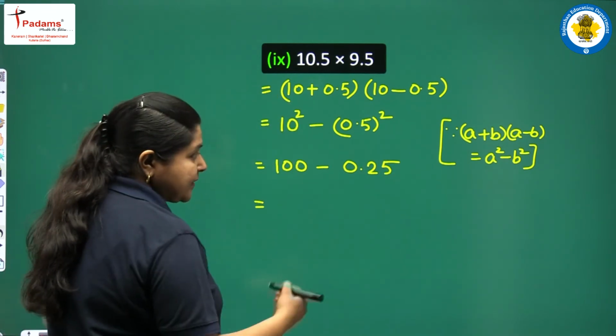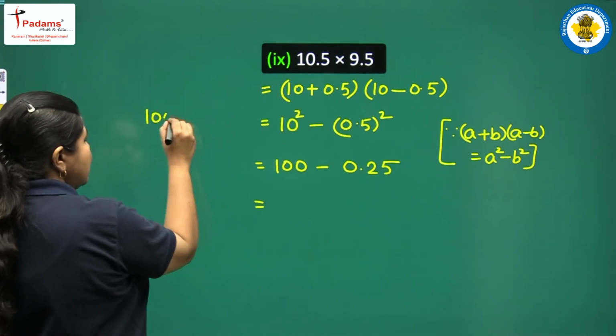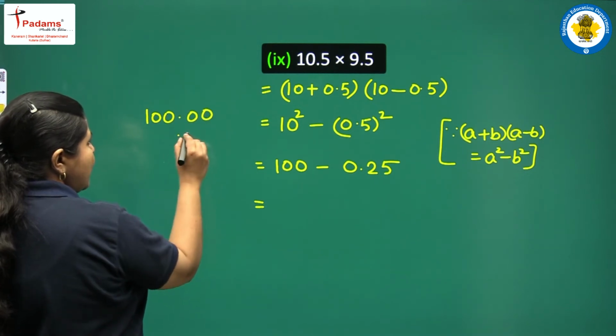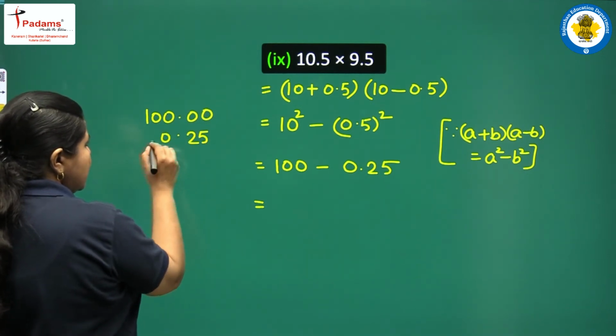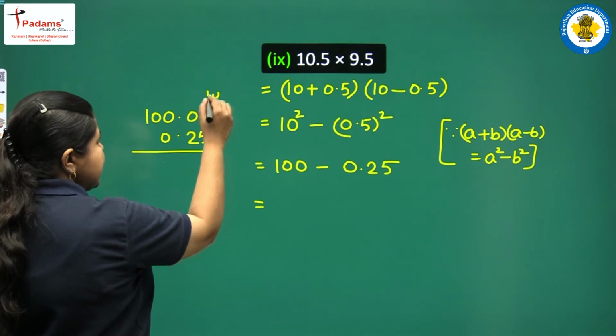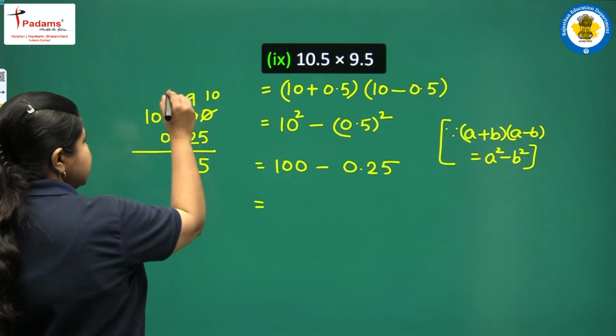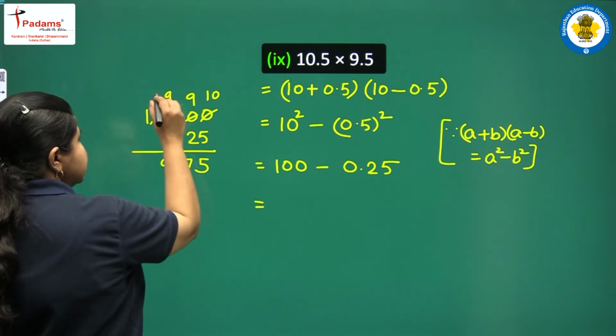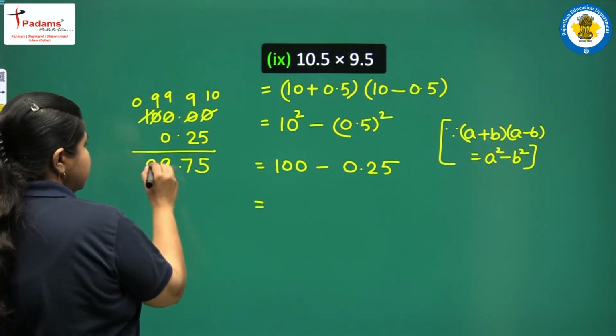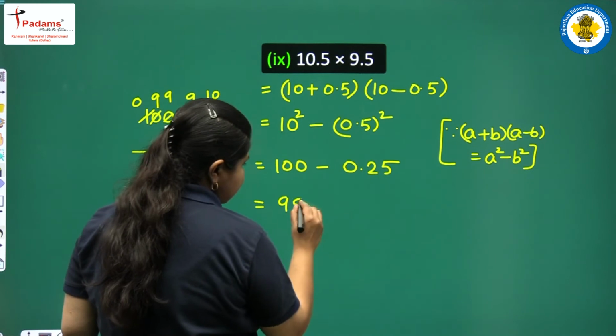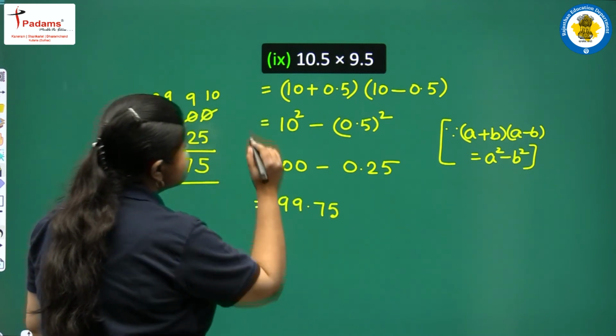सब्ट्रैक्ट कैसे सब्ट्रैक्ट करेंगे? 100 के बाद आपको डेसिमल लगा के 0 लगाने हैं. 0.25 लिखिए यहाँ पर और सब्ट्रैक्ट कीजिए. This will be 10 minus 5, 5, cancel it 9, 9 minus 2 is 7, cancel it 9 here, cancel it 9 here, it's 0, and here 99.75. This is the answer to this product.